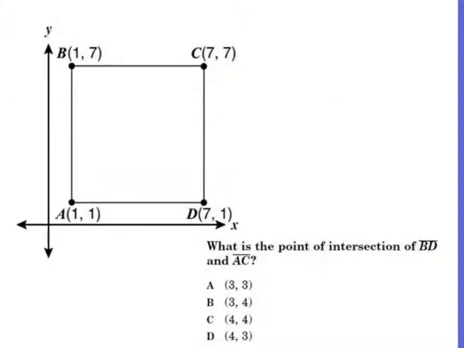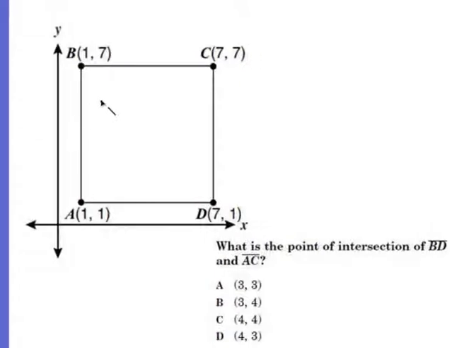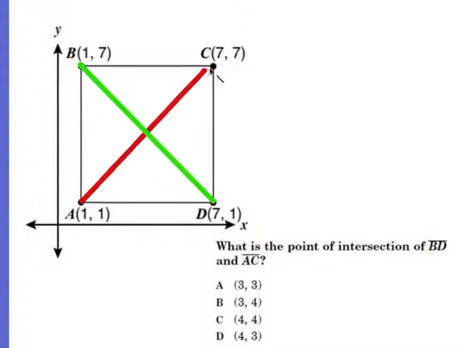Let's look at some more. What is the point of intersection of BD and AC? Let's draw those lines. We want to find the point where BD and AC intersect.